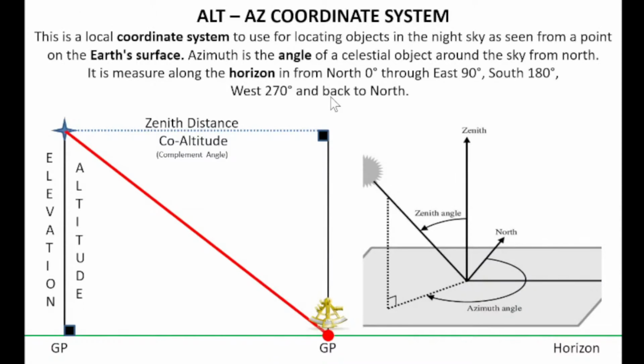Well, what about the Alt-Az coordinate system? This is a local coordinate system used for locating objects in the sky as seen from a point on the Earth's surface. Key point: azimuth is the angle of the celestial object around the sky from north. It measures along the horizon from north, 0 degrees, through east, 90 degrees, south, 180 degrees, west, 270, and back to north. So if you look at the image to the right, north would be starting at 0, because it can also be 360. And then to the right would be 90. And then straight down from north would be south, 180.